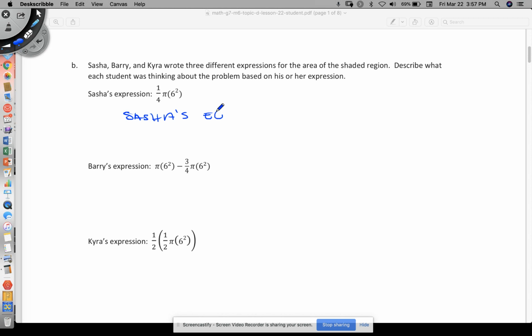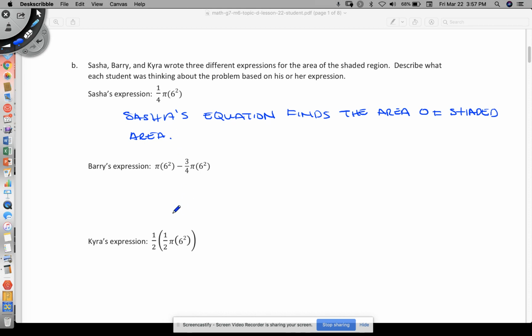Sasha's equation finds the area of the shaded area only, which is what we did. We didn't find the area of the whole circle and then cut it into fourths, really. We just went directly to the shaded area. And that's by putting that 1/4 into the equation.